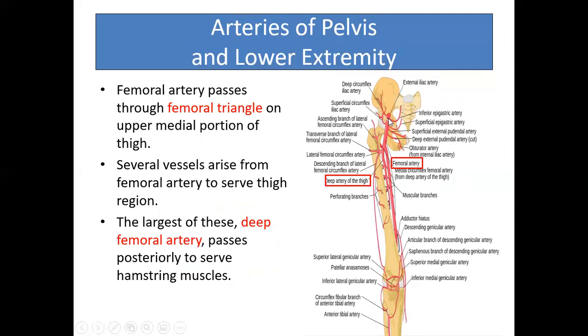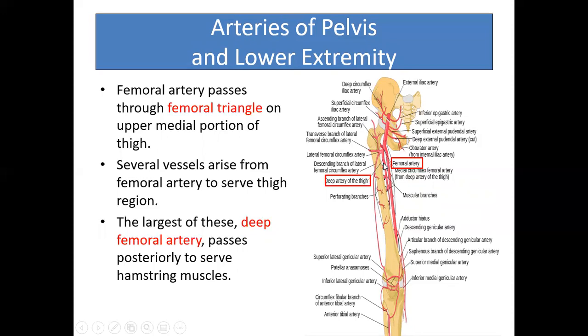And now we're going to proceed with the femoral artery. This femoral artery passes through the femoral triangle, on the upper middle portion of the thigh, and there are several arteries that arise from the femoral artery that serve the thigh region. The largest of these vessels is the deep femoral artery. If you see here, this is the deep femoral artery, the deep artery of the thigh.